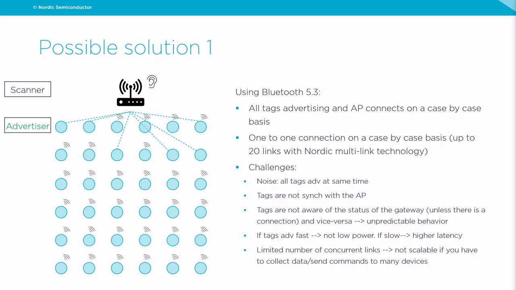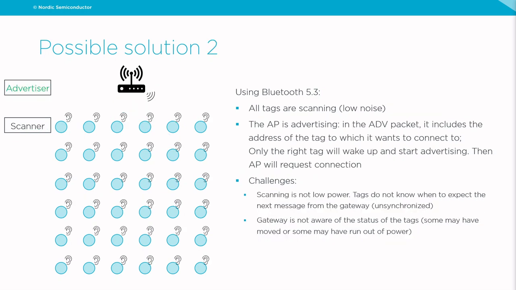Power consumption presents some trade-offs which are not good for this use case. If the tags advertise fast, it will not be low power. If too slow, it will increase the latency of the system. And it takes even longer to connect to a tag. Finally, as mentioned before, there is a limited number of concurrent links you can support from a single access point. So you cannot easily and fast enough send commands and collect data from all these tags. Again, let's see a different way to address this use case with previous releases.